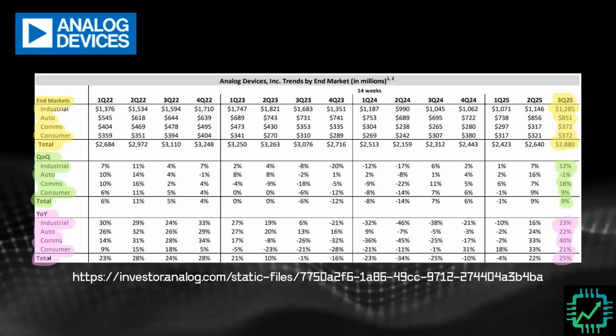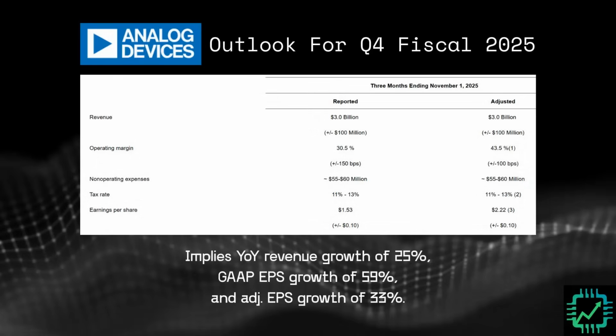Communications up 40% year over year as some of those end market inventories are fully corrected. And now ADI is trying to keep up once again with incoming orders. Let's take a look at their outlook for Q4. They expect the revenue to increase to 3 billion, which would imply a year-over-year growth of 25%, GAAP earnings per share growth of 59%, and on an adjusted basis, earnings per share growth of 33%.